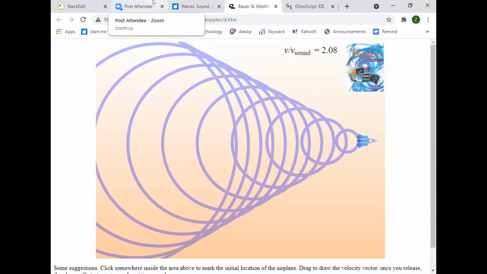We talked about, I think Sam brought this up when we were talking about waves, the crack of a whip. The crack of a whip is actually a whip breaking the sound barrier.